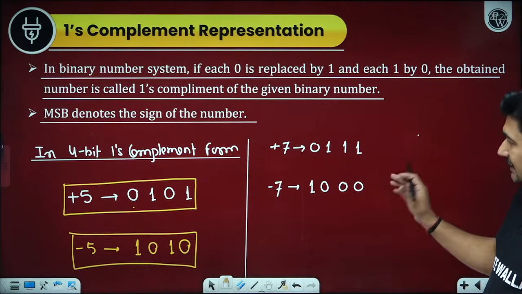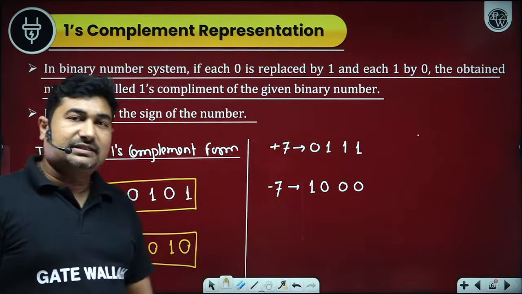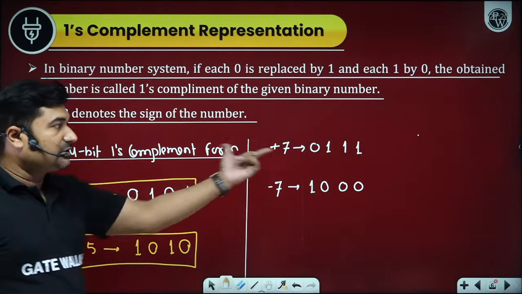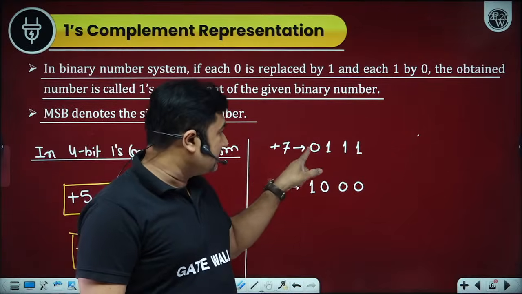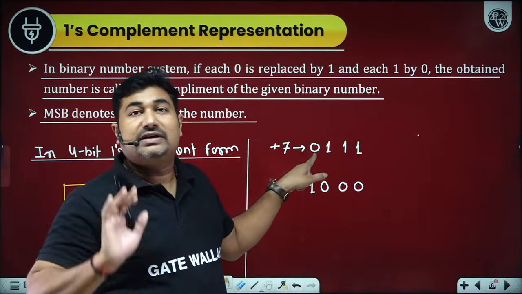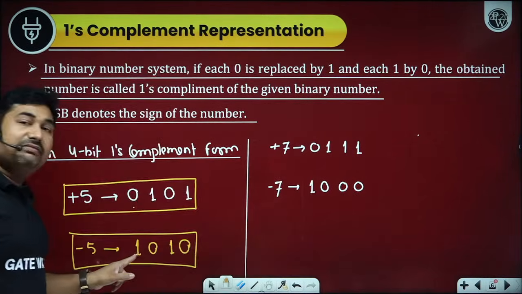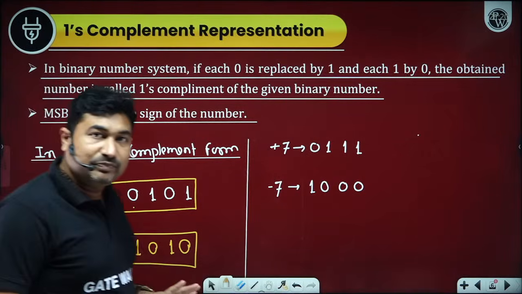So what is the largest number you can represent? Sir, the largest positive number in 4-bit that we can represent is plus 7. And if the most significant bit is 0, then it is a positive number in 1's complement form. If the most significant bit is 1, it represents a negative number in the 1's complement form. Is it okay? Great, sir.